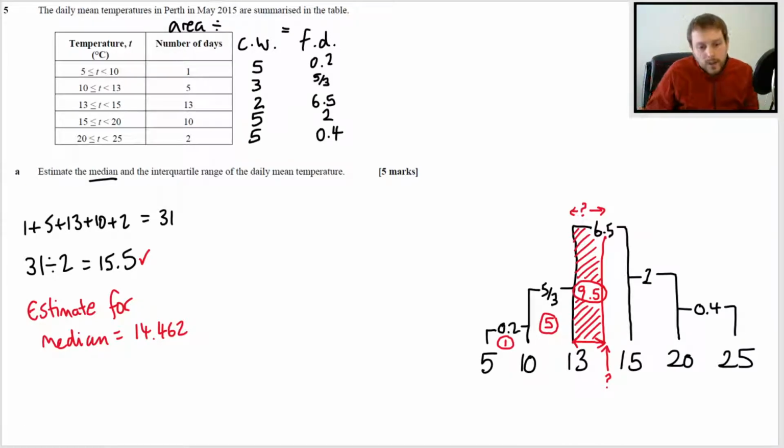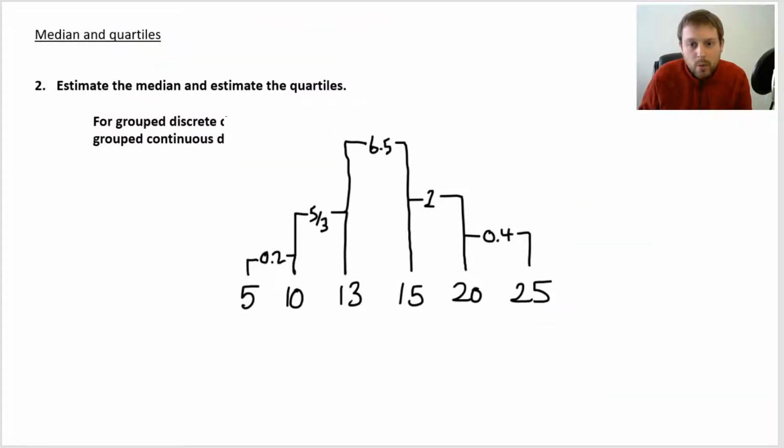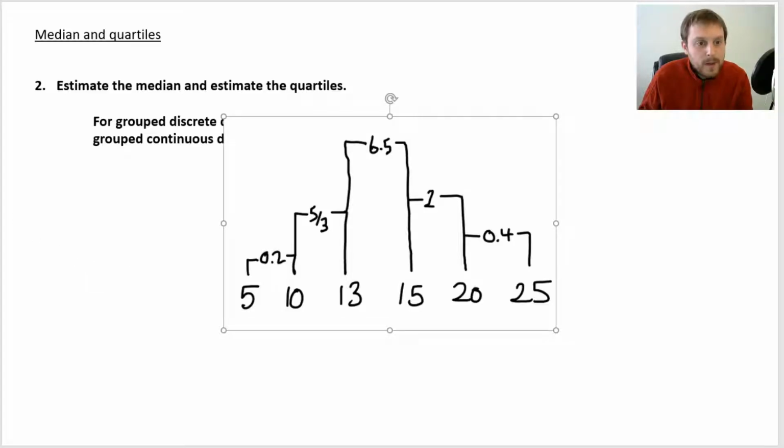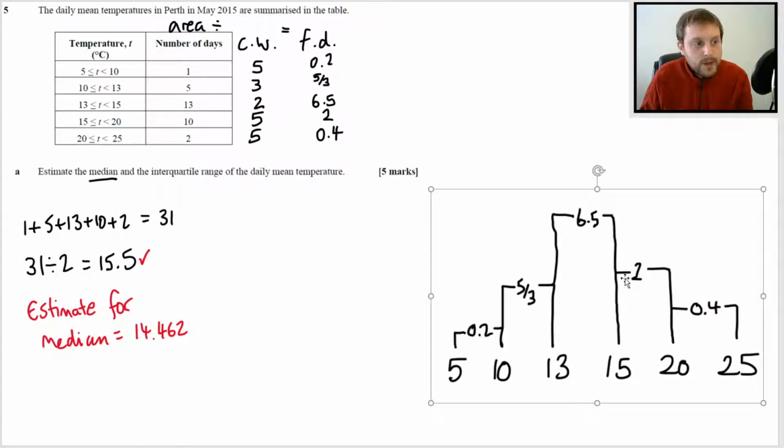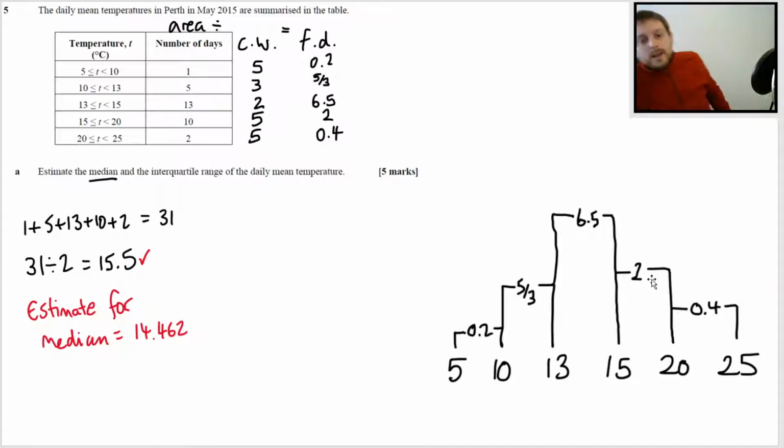Right, okay, so there's my estimate for the median. So how are we going to estimate the interquartile range? Well, of course, we'll need the quartiles. I can just copy and paste that. Nice fresh histogram there.